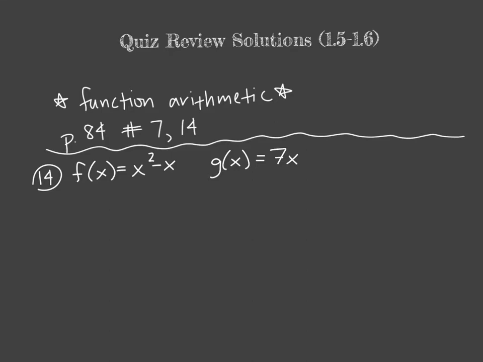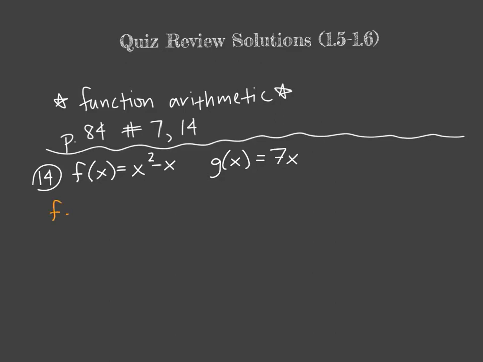In number 14, we're asked to add, subtract, multiply, and then divide f and then g, and then find their domain. So I'm not going to do the addition one, but I will look at the subtraction, multiplication, and division. Those are the ones that we made the most errors on.